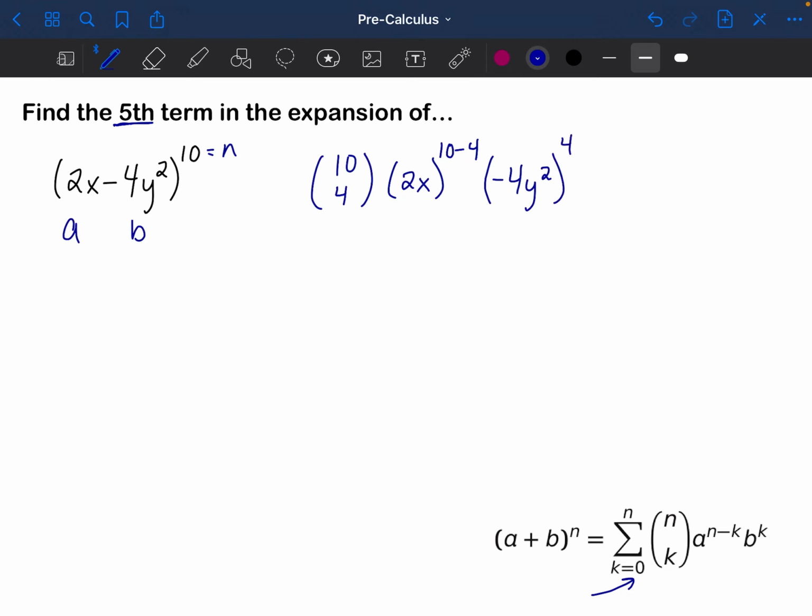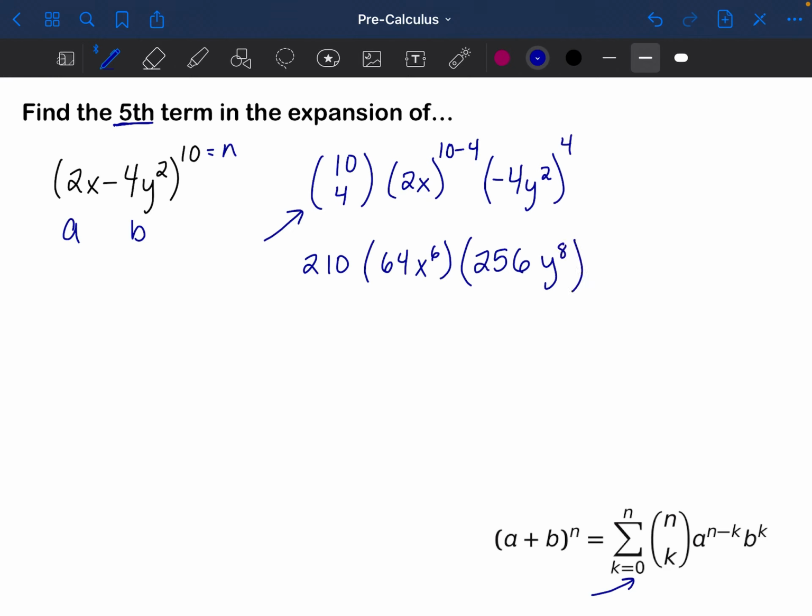All right, then we just got to get to simplifying this. Go to our calculator in order to do this in the TI-84, right? We go to math, probability, then plug it in. And you should get 210. Then 2x to the 10 minus 4, well, that's 2x to the 6th. So 2 to the 6th is 64, and then x to the 6th, and times negative 4 to the 4th power, which is going to be 256. And then y squared to the 4th, y to the 8th.